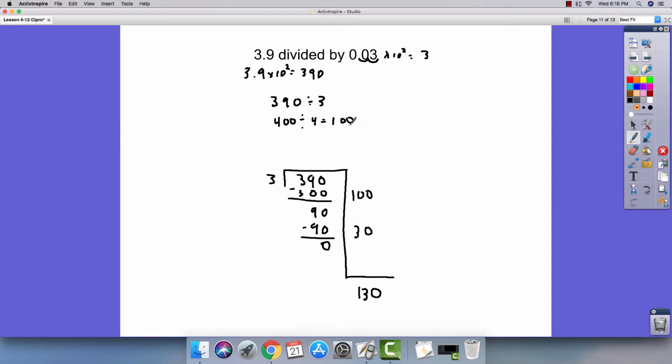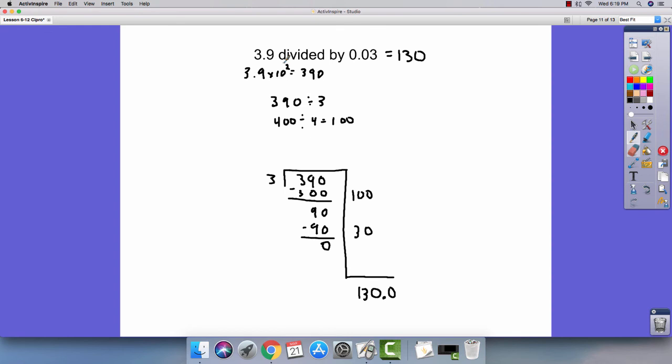Based off my estimate, it should be close to 100, so my decimal point would go right here at the very end, 130. So 3 and 9/10 divided by 300ths is 130. So remember, that's really saying 300ths. There's 130 300ths in 3 and 9/10. So it makes sense.